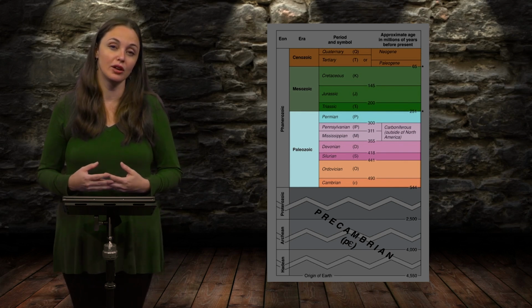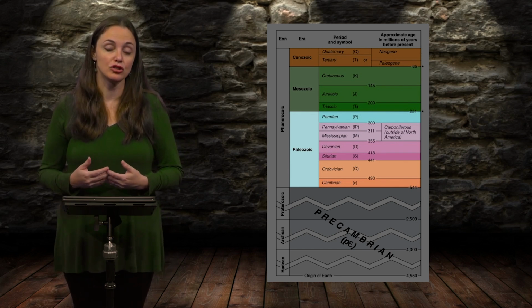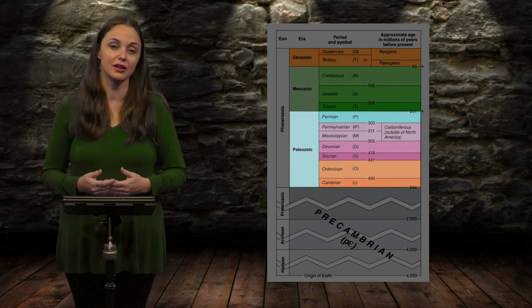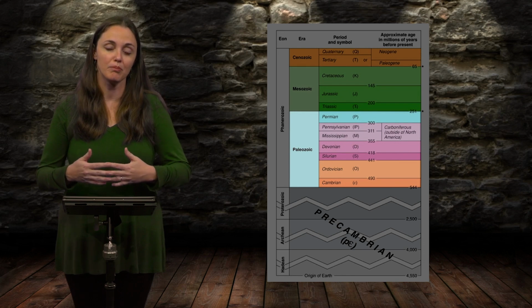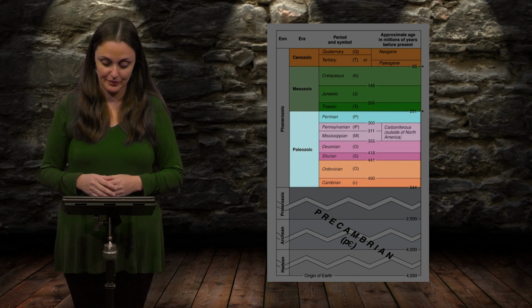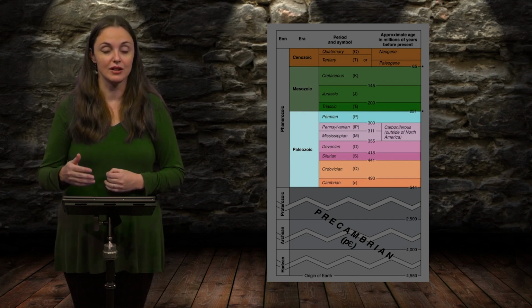Most of the Paleozoic is going to be life restricted to the oceans, so we're going to talk about marine life. And then finally, towards the end of the Paleozoic, life will finally emerge from the oceans and start to conquer the continents. And then we'll cover the Mesozoic and the Cenozoic in the next lecture.